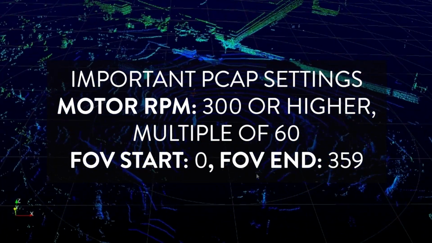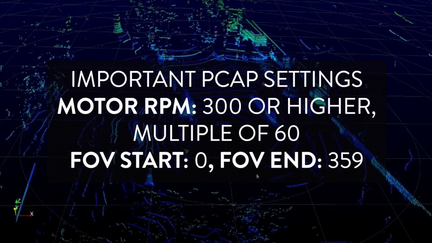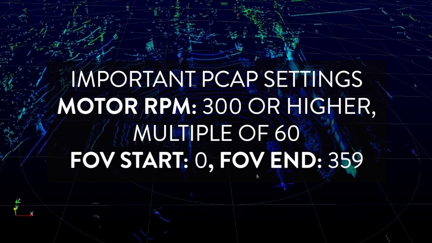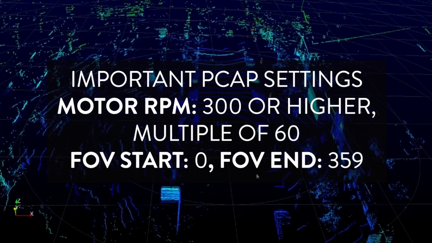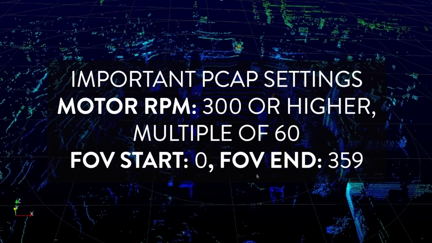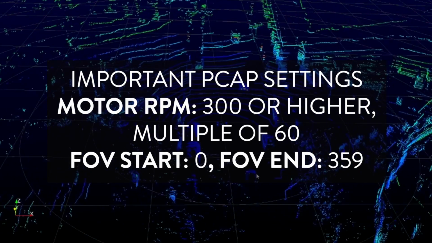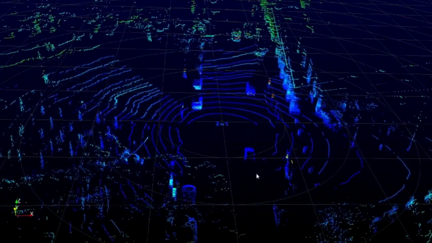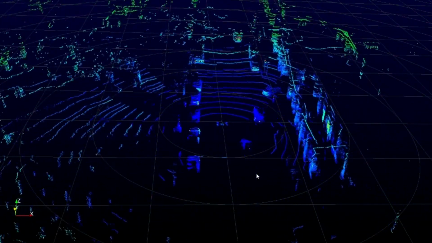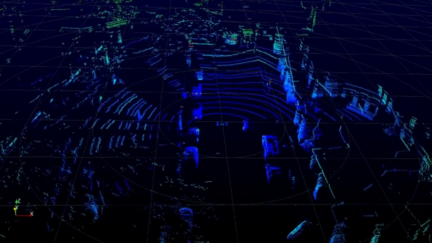A few specifics regarding PCAP processing on Kaarta Cloud and your Velodyne sensor settings. Prior to scanning, confirm or set the following parameters. Motor RPM, or the internal spin rate, should be set to 300 or higher, and the number should be a multiple of 60. Field of view start should be set to 0 and end 359. The return mode of your sensor can be set to strongest, last, or dual during collection. However, if set to dual return, Kaarta Cloud only uses the strongest.